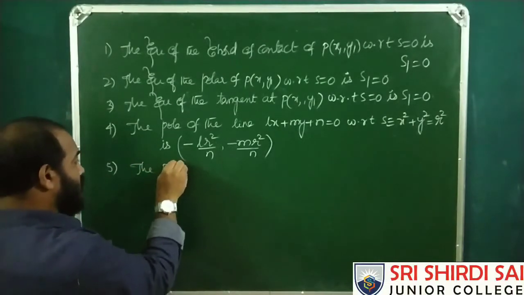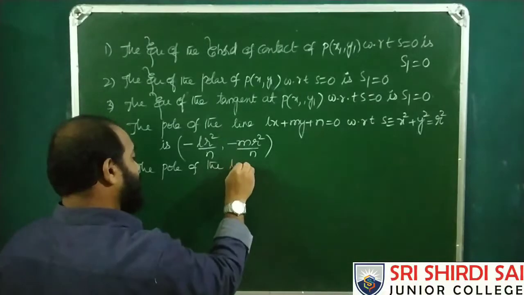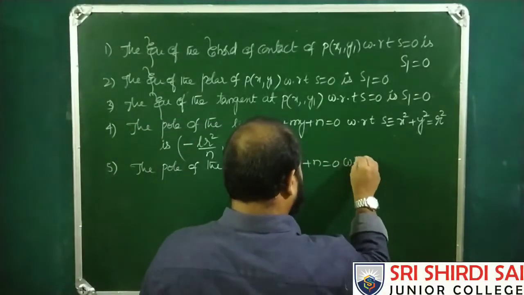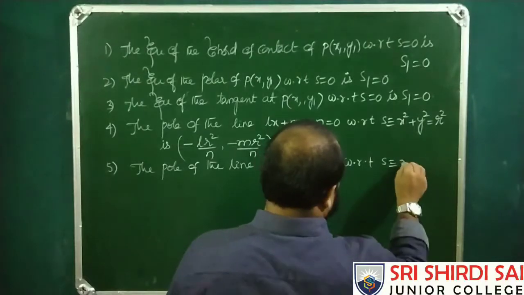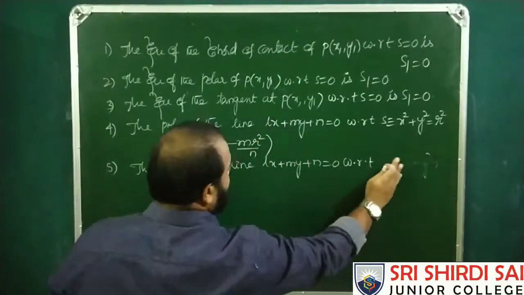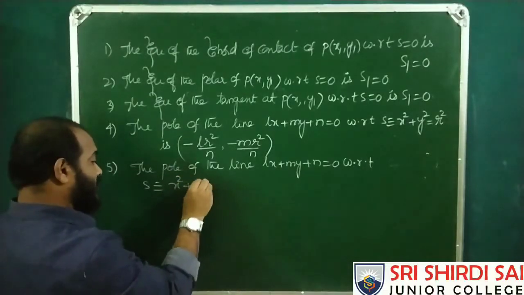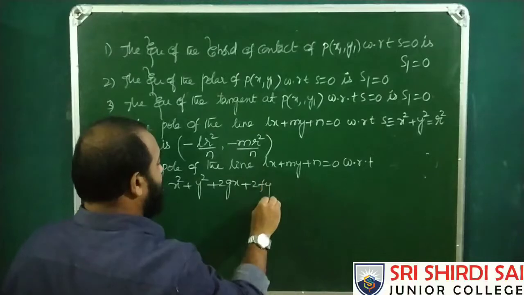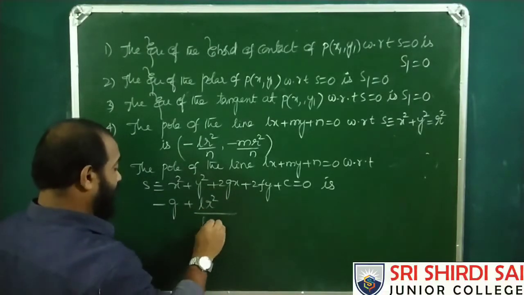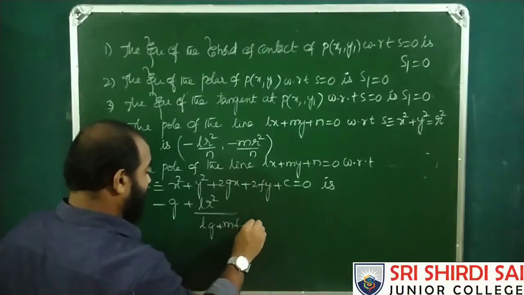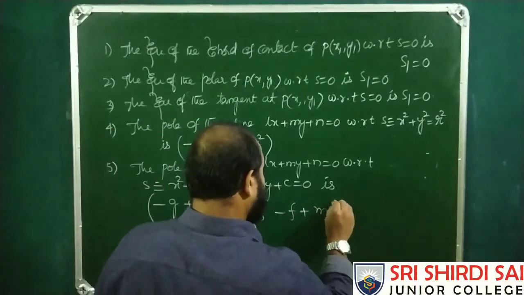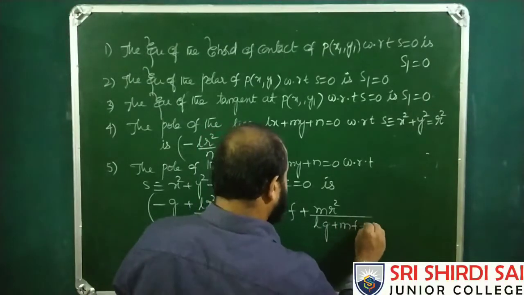The pole of the line Lx plus My plus n equals 0 with respect to the general equation of the circle S: x square plus y square plus 2gx plus 2fy plus c equals 0 is (minus g plus l r square by (lg plus mf minus n), minus f plus m r square by (lg plus mf minus n)).